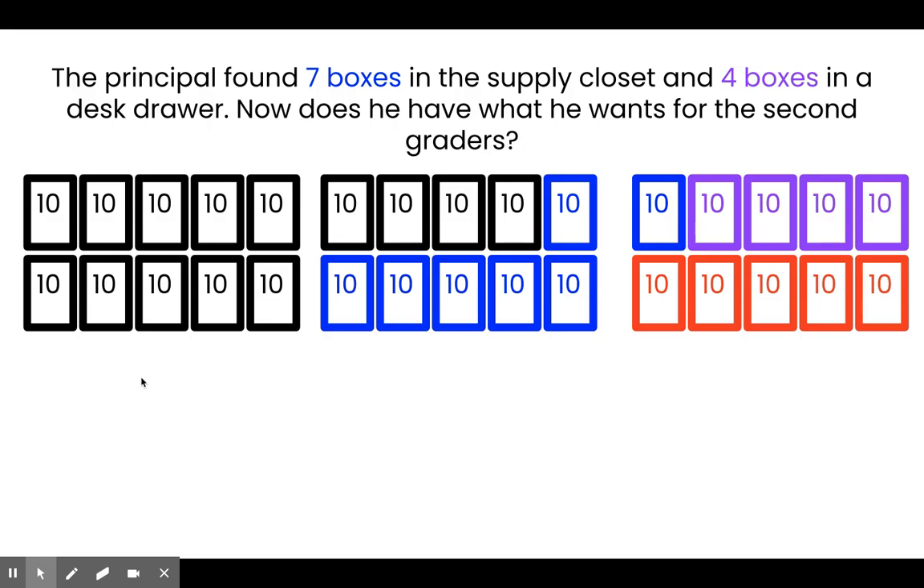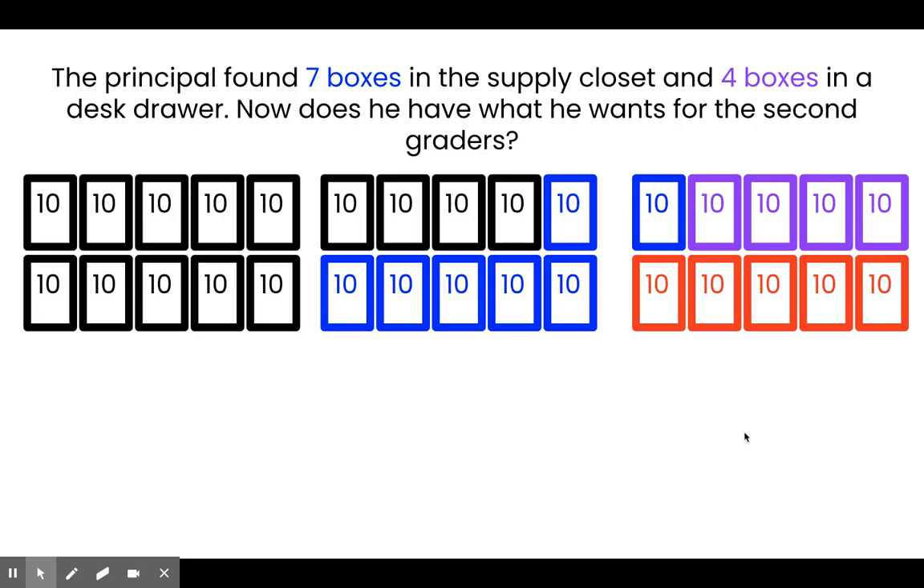Let's count using our groups of 10. Here we go. 10, 20, 21, 22, 23, 24, 25. He now has 25 boxes of pencils, and each box had 10 pencils. Well, we know this is 100, 200, plus 5 tens is 50. We only have 250 pencils. Remember, the principal needed 300. So does he have enough boxes for the second graders?